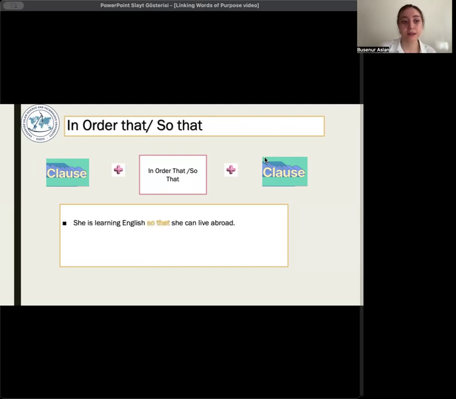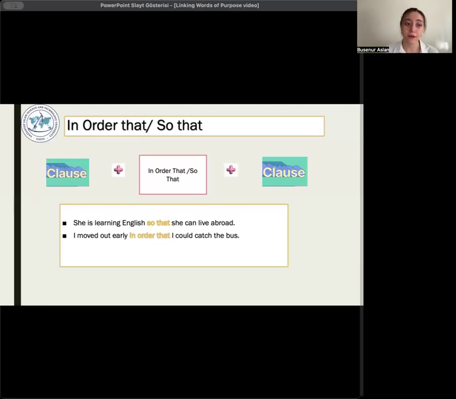Let's look at the examples. For instance, she is learning English so that she can live abroad. She has a purpose. She wants to live abroad, and that's why she is learning English. There is a reason, and there is an action here. And so that I used.